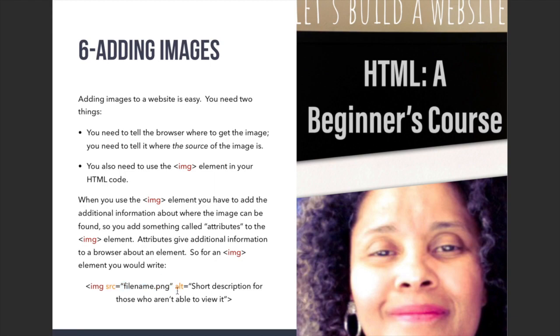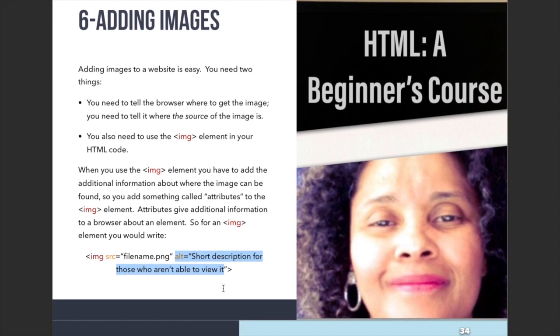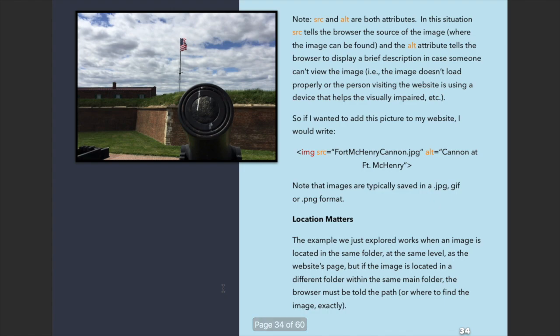And then you have the alt attribute. This stands for an alternative description that you would give the browser in case for some reason someone couldn't display the image on their screen. Maybe they're using a screen reader or the image doesn't properly load. That's why you have this alt attribute. Sometimes people may be visually impaired and they're using a screen reader as well, so this becomes important to use.